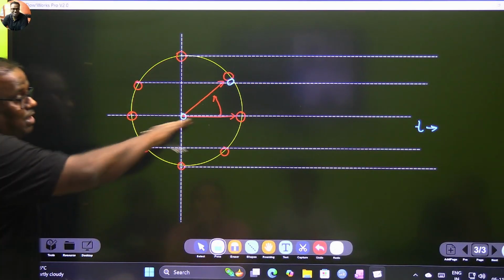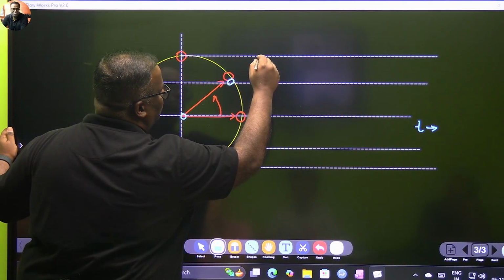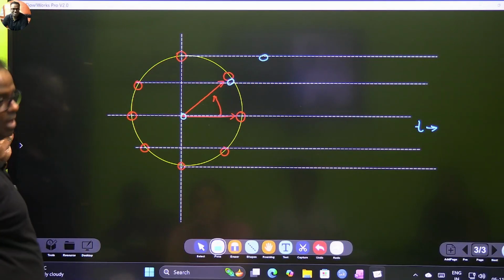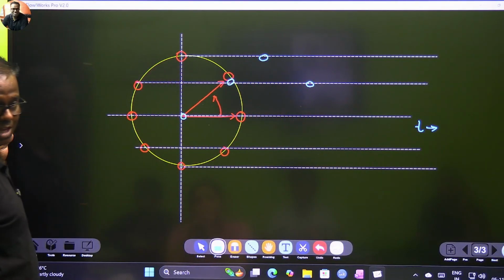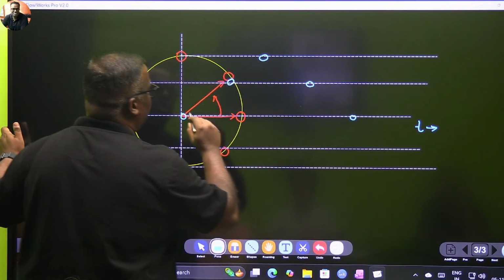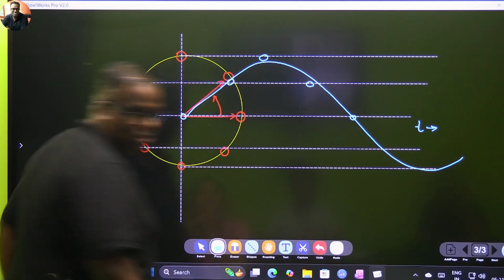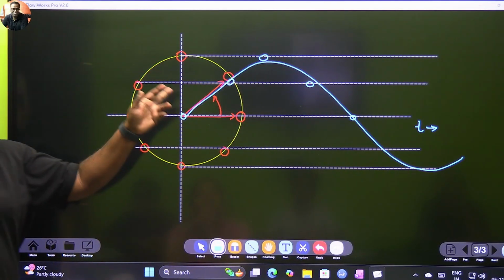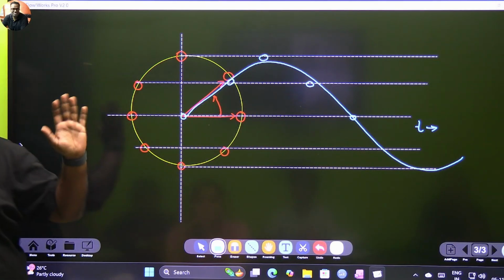Time, this is the time axis. Next, going somewhere here, then coming back here. Time plot. Perhaps you have understood. It will go something like this. This is the wave pattern of this rotation. Every periodic disturbance can have a wave pattern. So you're getting an idea of what a wave is, right?